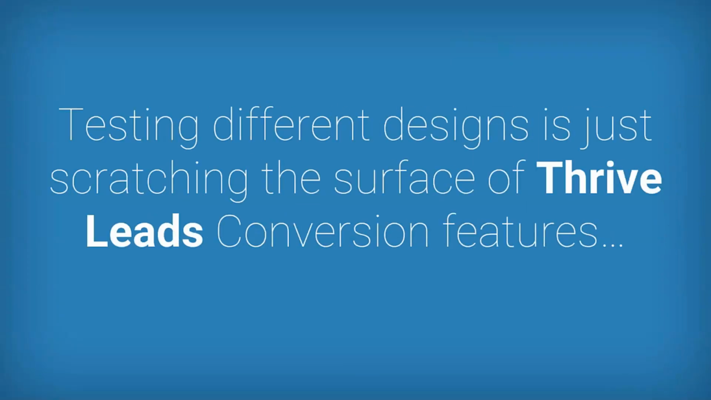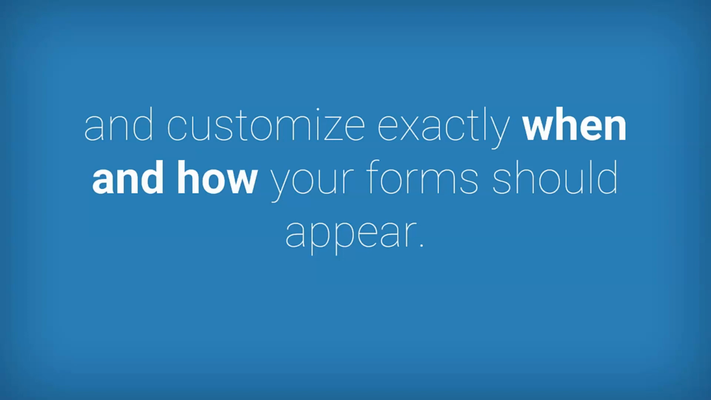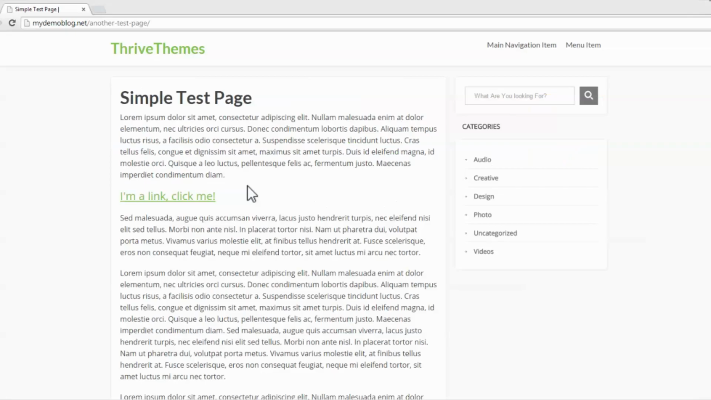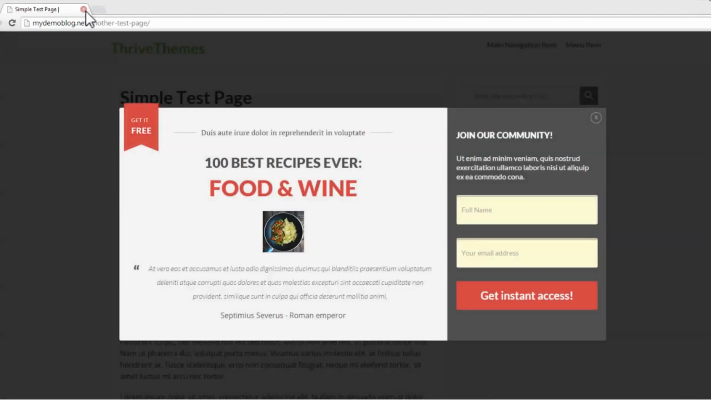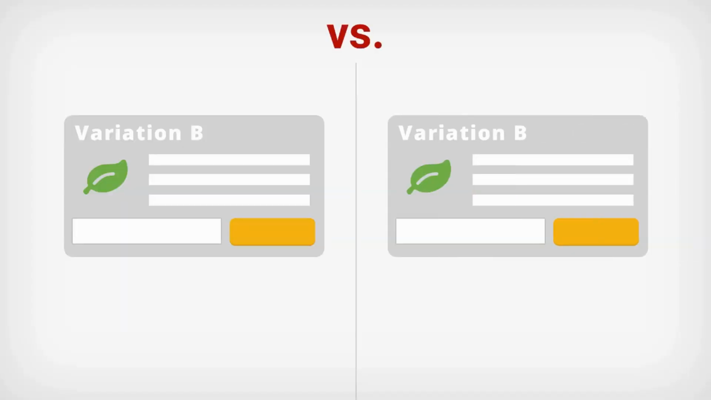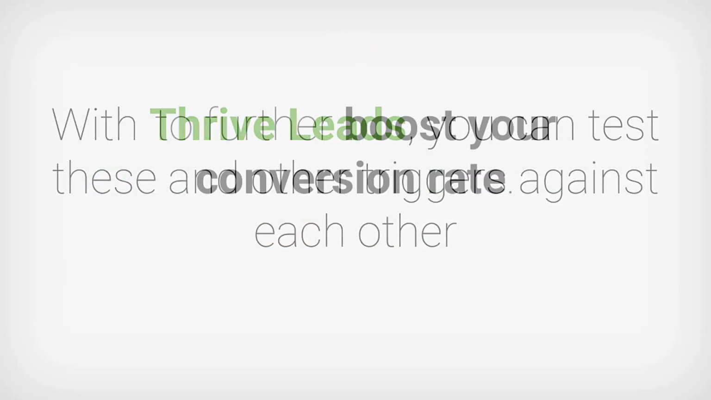Testing different designs is just scratching the surface of TL's conversion features. You can just as easily test different opt-in triggers against each other and customize exactly when and how your form should appear. For example, do you want to show a pop-up after 10 seconds, which would be a time-based trigger, or once a visitor scrolls 50% down the page, which would be a scroll depth trigger? Or should you use the exit intent trigger, which detects when someone's about to leave your site and then opens the pop-up? Also, should the form appear instantly or should it animate into view? With TL, you can test these and other triggers against each other to further boost your conversion rate.